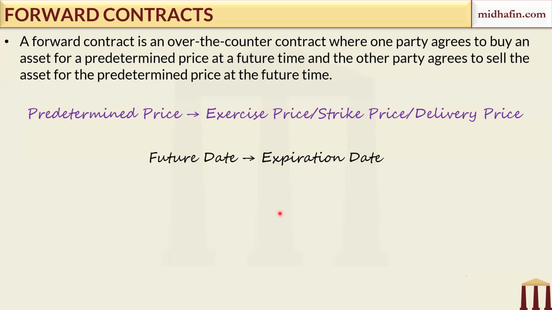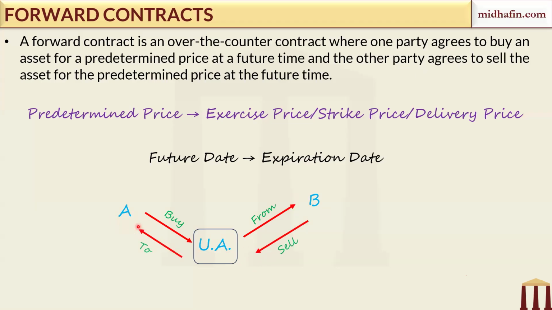So we can just take an illustration. Suppose you have this underlying asset. There are two parties, party A and party B. Party A agrees to buy this underlying asset from party B, while party B agrees to sell this underlying asset to party A, all based on the terms and conditions of the forward contract.